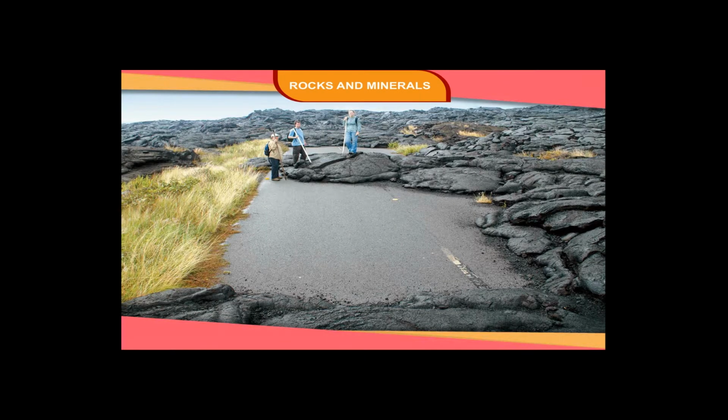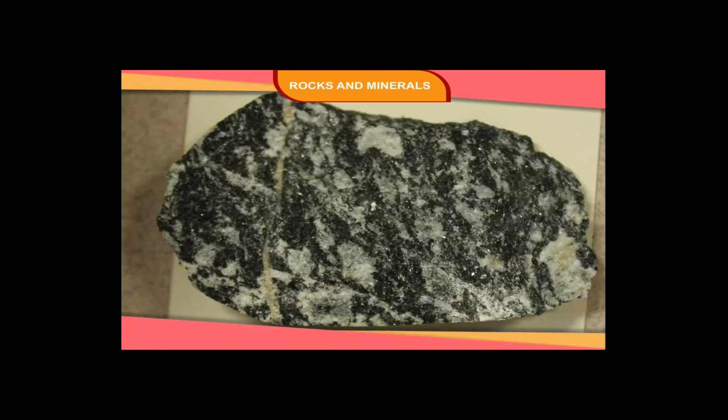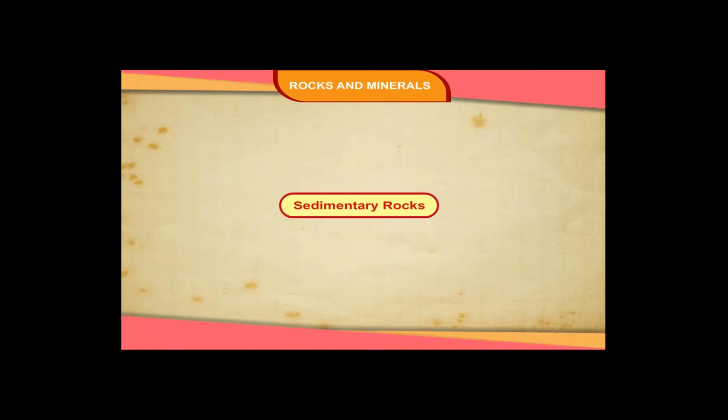Sometimes the magma solidifies at a great depth. Due to very slow cooling, large-sized rock crystals are formed very deep down. The deep-seated igneous rocks are called plutonic rocks.